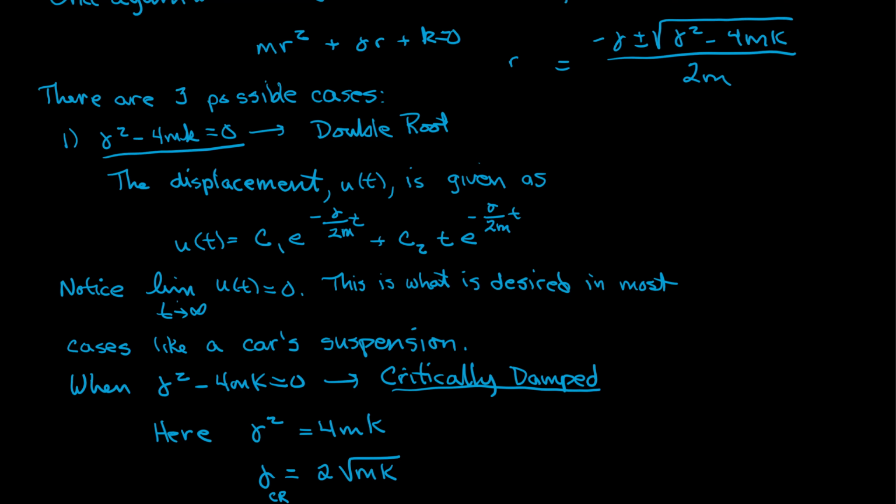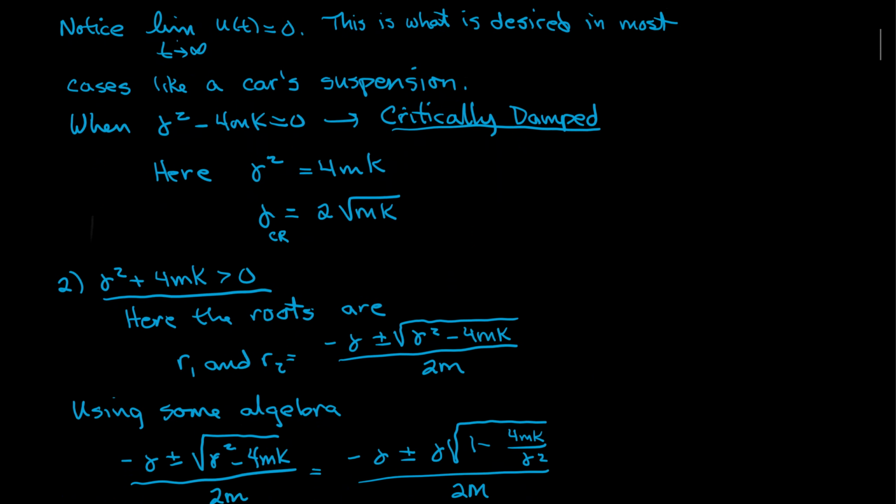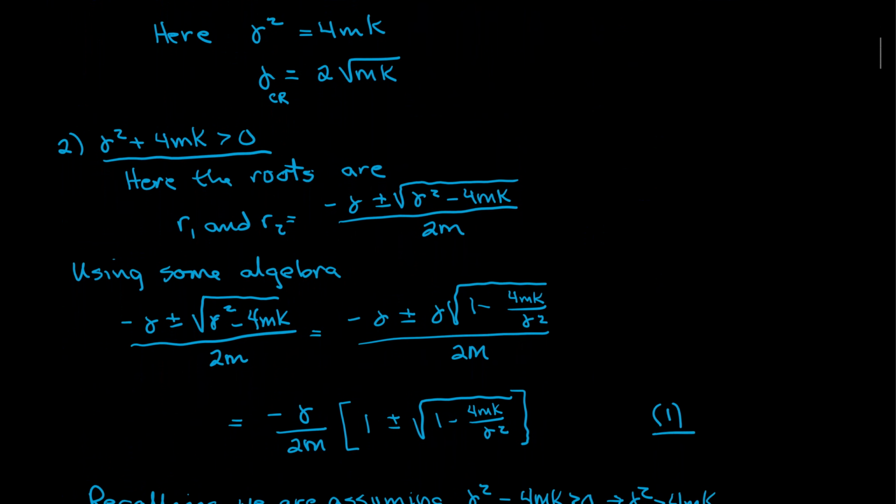When a system is critically damped, we have our gamma squared minus our 4mk equals 0. We can solve here for gamma by moving the 4mk to the right-hand side and taking the square root. And what we're going to wind up with is a value for our damping system where we are critically damped. Okay, and that's going to be gamma is equal to 2 times the square root of m times k.